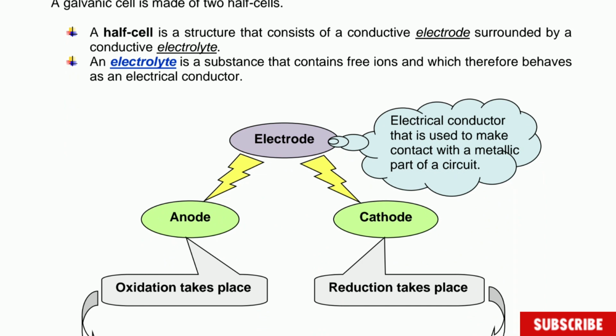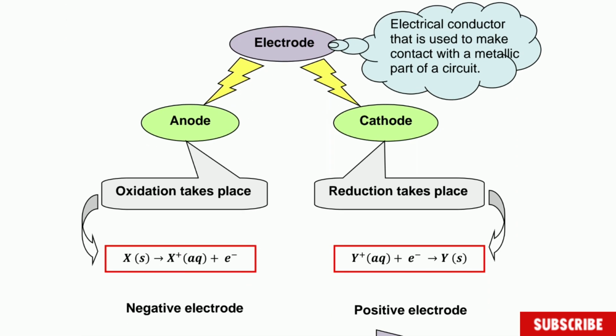Now we have two types of electrodes, and we spoke about this before, but now we are focusing on a galvanic cell. So what electrodes do we have? We have the anode and we have the cathode. The anode is the type of electrode where oxidation takes place, and that one is in each of them. This one is in a galvanic cell as well as in an electrolytic cell. And the cathode is the type of electrode where reduction takes place.